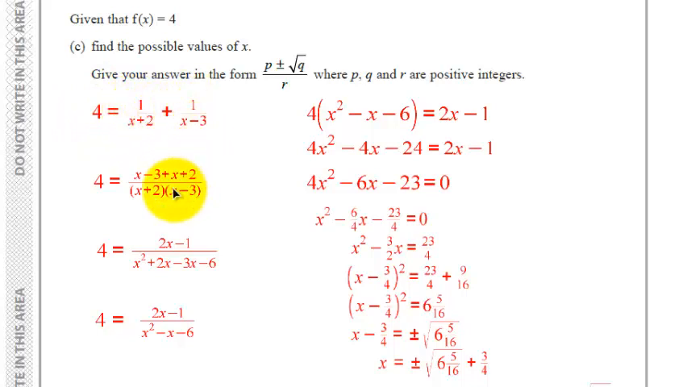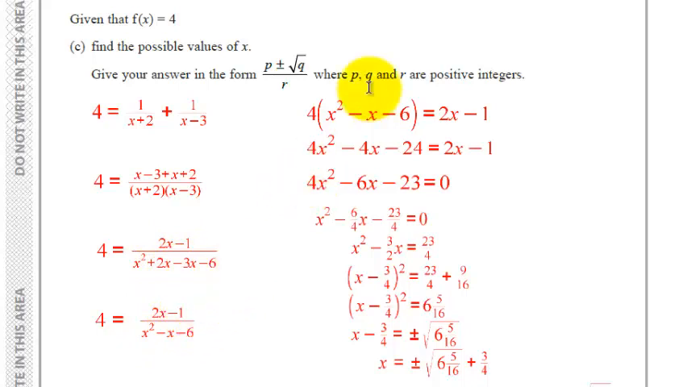The first step is I found a common denominator by multiplying the bottom two fractions together. So I had to multiply the 1 by x minus 3 and the 1 on the other side by x plus 2. Simplifying it all up and multiplying out the brackets on the bottom gives me 2x minus 1 over x squared plus 2x minus 3x minus 6. If I tidy up the plus 2x minus 3x, I've got x squared minus x minus 6.